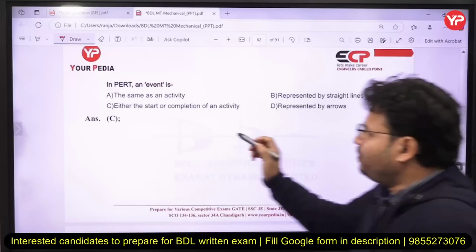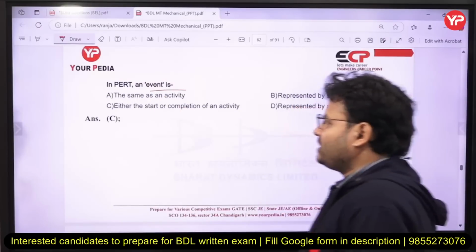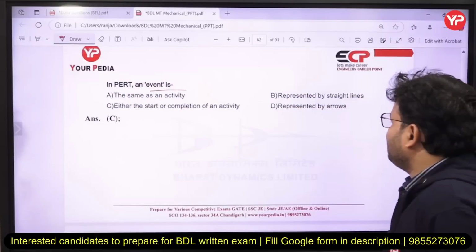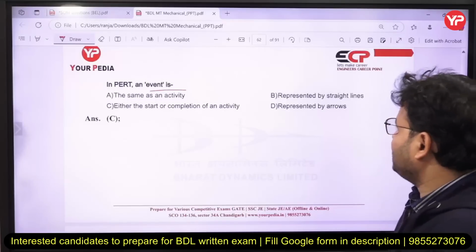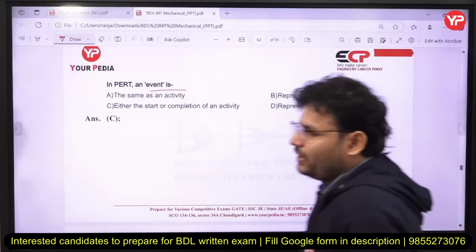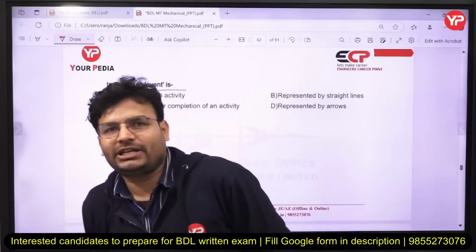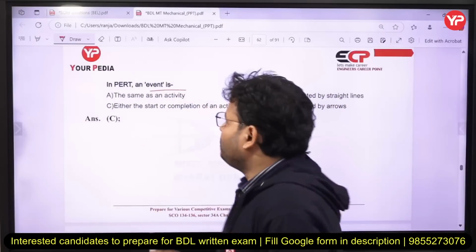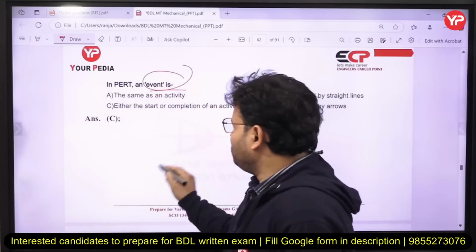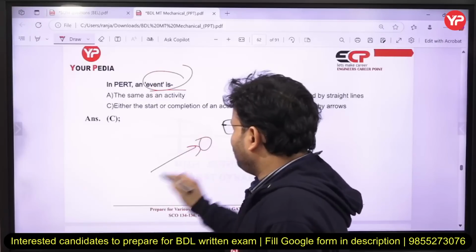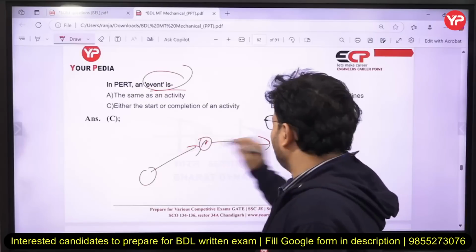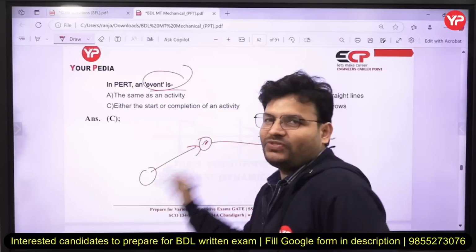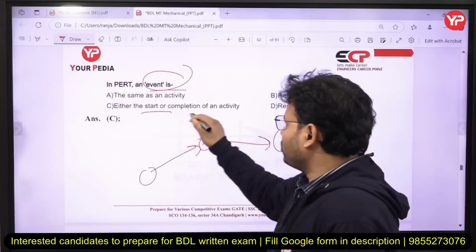Again, an event is not the same as an activity, which is represented by a straight line; an event is either a start or completion of an activity, represented by an arrow. As I told you, this is the Project Evaluation and Review Technique. So what is an event? Either here or here, whatever, or might be like that. All of these are events, either a start or a completion of an activity.